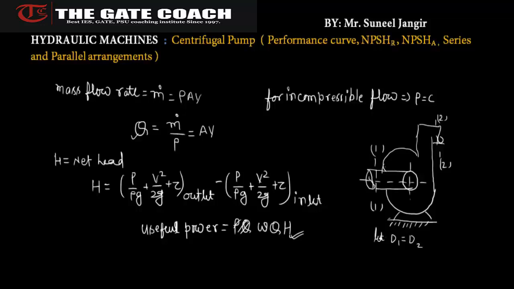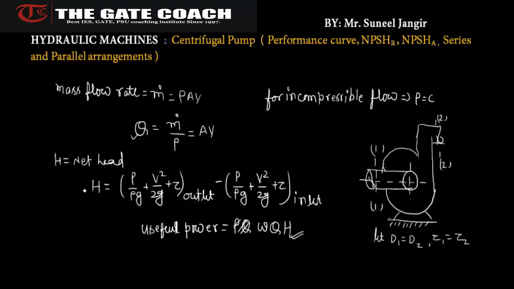So obviously when the diameter is the same, for the same discharge the velocity at station 1 and the velocity at station 2 will be the same. And if z1, the elevation of station 1, is equal to the elevation of station 2, that is z2.